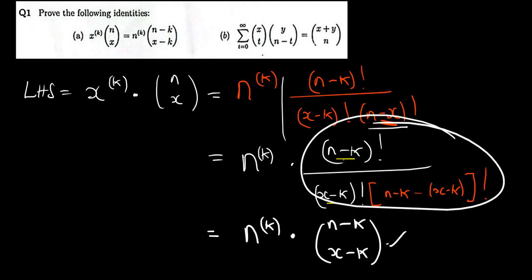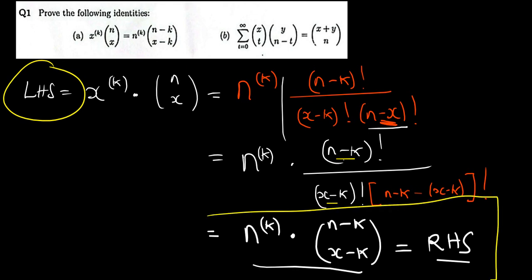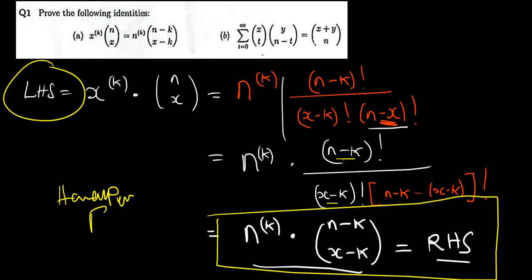So once we do that, we notice that what we have now is the same as what we had on the right hand side. So we started with the left hand side here, and then we end up with the right hand side there. So we can say hence proved. Hence proved. So we are done with this proof.